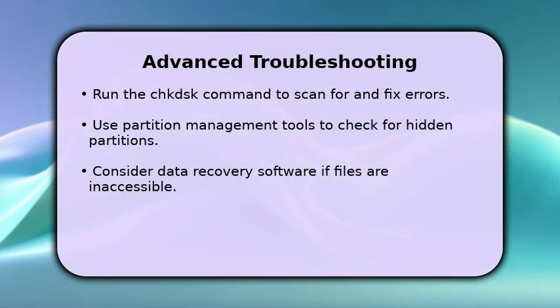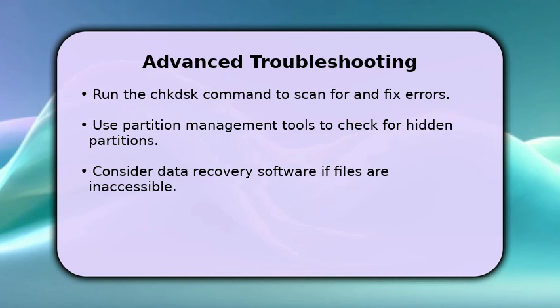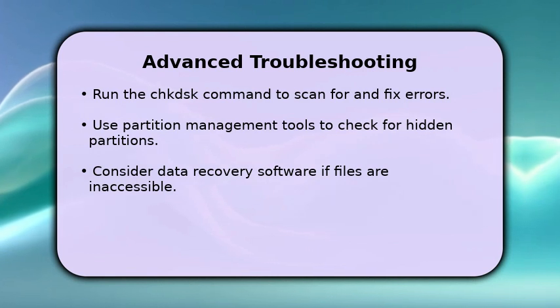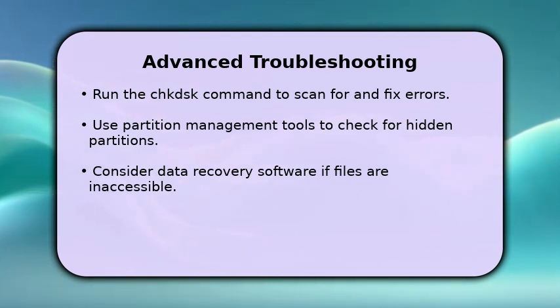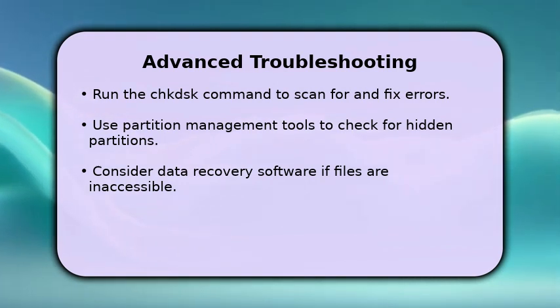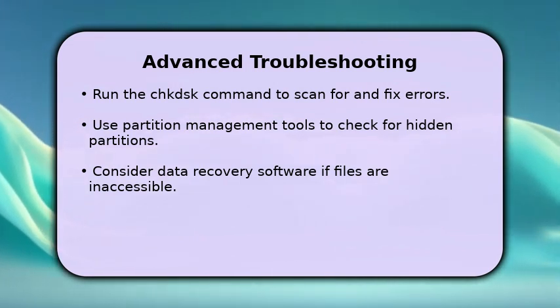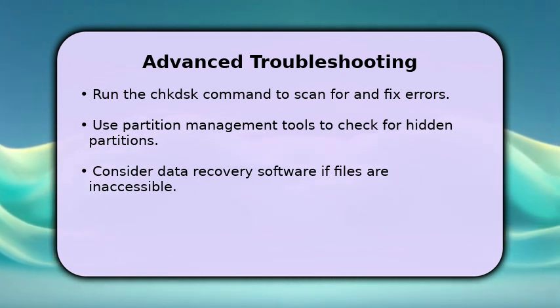For more persistent issues, consider advanced troubleshooting. Open Command Prompt as an administrator and run chkdsk followed by your SD card's drive letter and /F to scan and fix file system errors. If the card has multiple partitions or appears unallocated, specialized partition management software can help you investigate. If data is still inaccessible, data recovery software might be your next best option. Always remember to back up any critical data before attempting significant changes to prevent permanent loss.